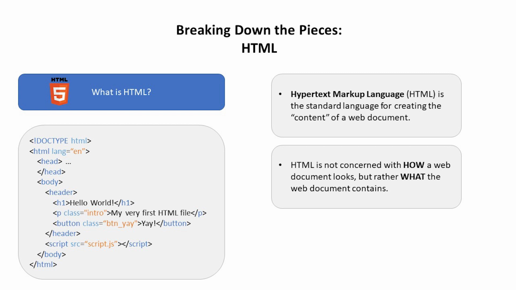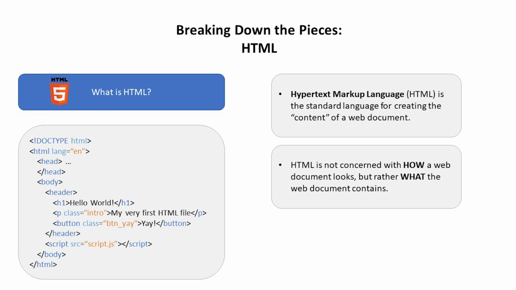This tag means this specific thing. And the major thing to understand about HTML is it's not concerned with how the web document or the web app looks, but it's concerned with what the web document contains. So it is the content. It's not the presentation of that content. It's just the content that is on that website.